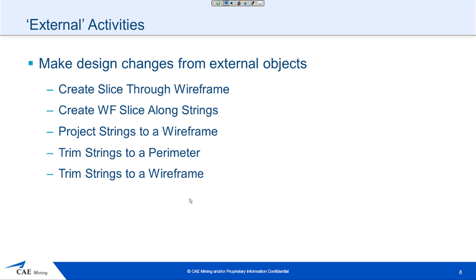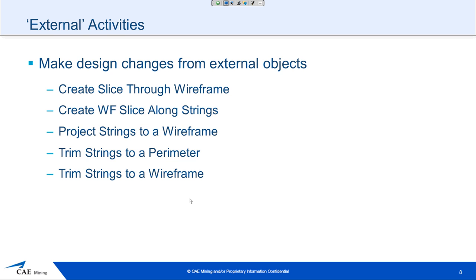We can project strings to a wireframe. This would be useful if you've created a design that's very flat, but the design will actually be following the surface of some scene. You can drape the design once you've made it what you want. You can drape it onto a surface. We're also able to trim strings to a perimeter or trim strings to a wireframe.